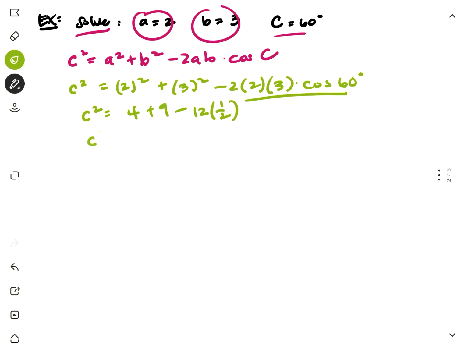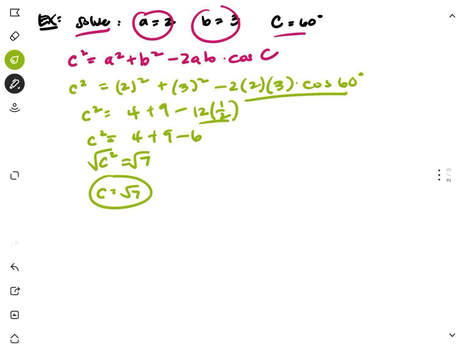Let's keep simplifying. We need to do multiplication before addition and subtraction. So 12 times 1/2 is 6. Then 4 plus 9 is 13, minus 6 is 7. And the last step is we can square root, so c equals square root of 7.